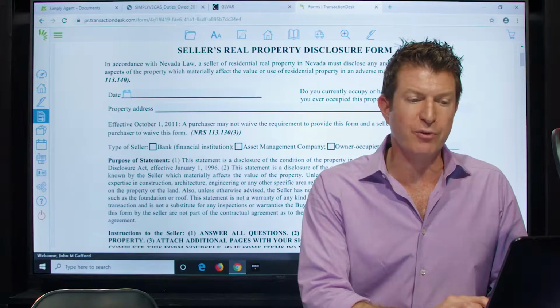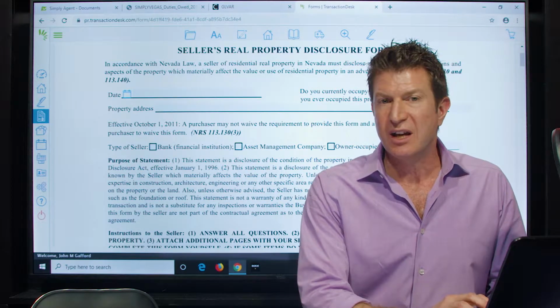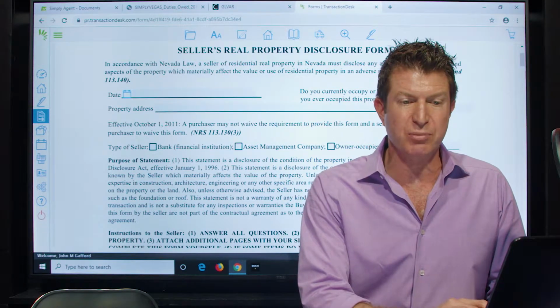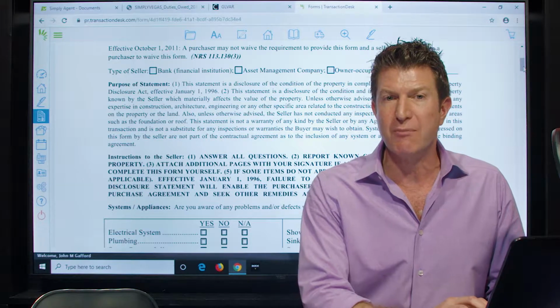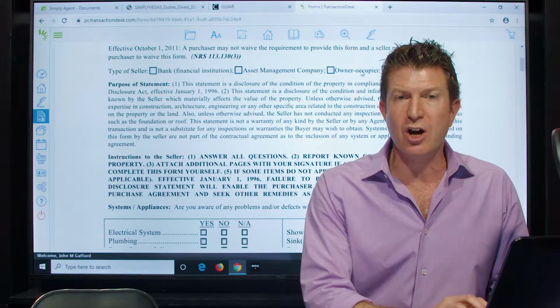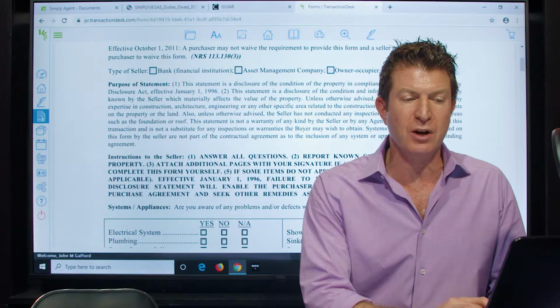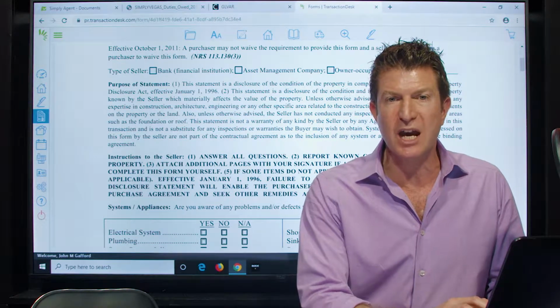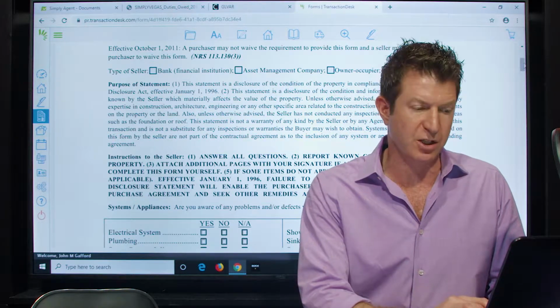As we get to the top of the form, first question, it's saying, have you ever lived in the property? If they've lived in the property, it's a really simple yes, no answer. They mark yes if they've lived there. If they've never lived there, they mark no. Going through to the type of seller, whether it be a bank, asset management company, owner-occupier, the most typical thing going in the other section is if it's been a rental property. In that case, they would be an investor.